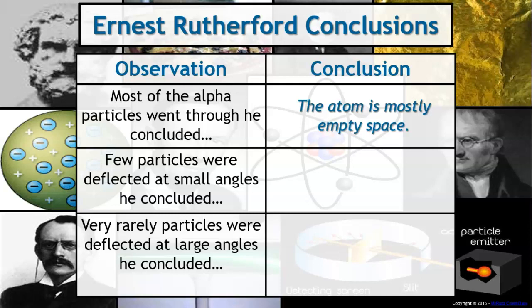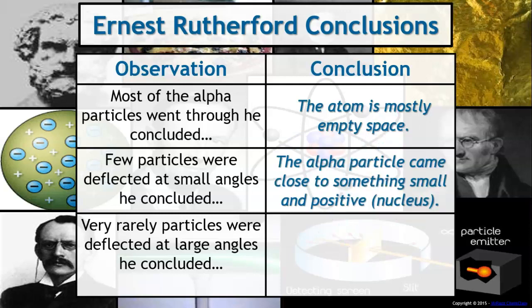Something to ponder. All right, another thing that he observed was that some of those alpha particles, a few of them, were deflected at small angles. When this happened, he concluded that those alpha particles that deflected at the small angles came close to something that was small and positive. He later went on to call this the nucleus of the atom, the area where the positive part of the atom is located in the middle of the atom.